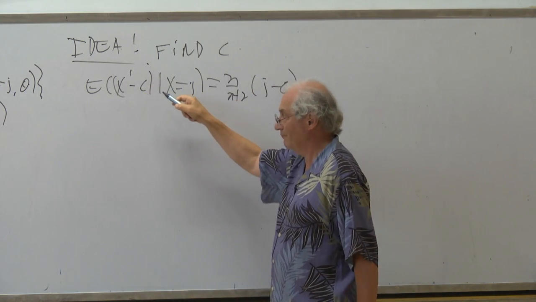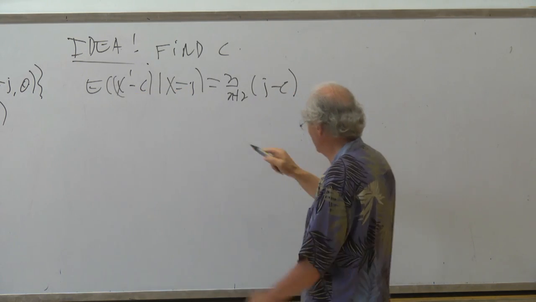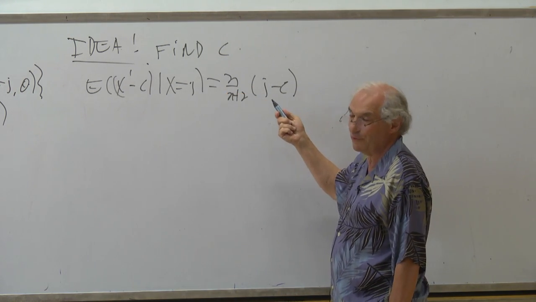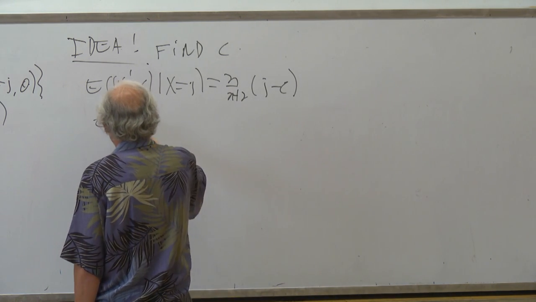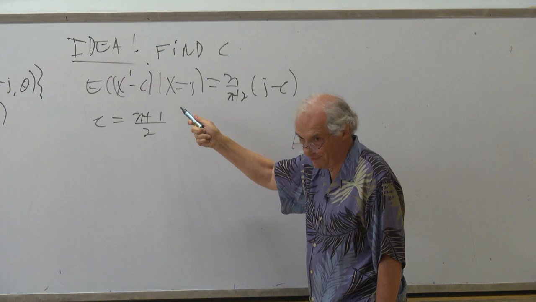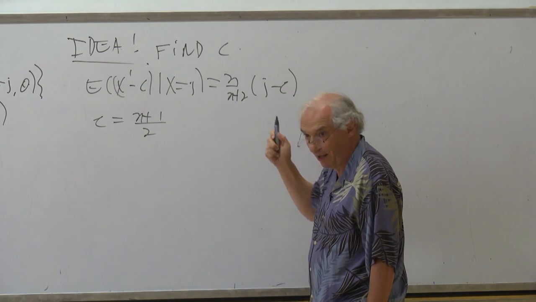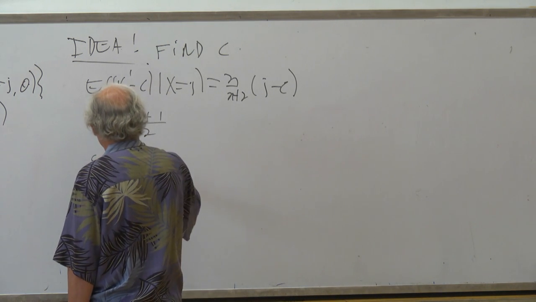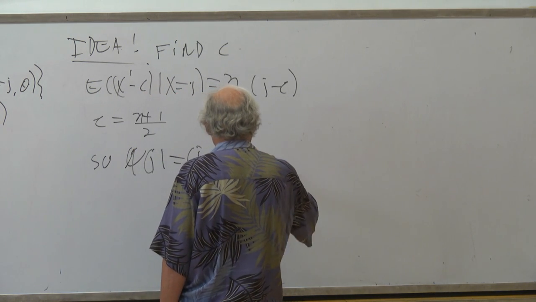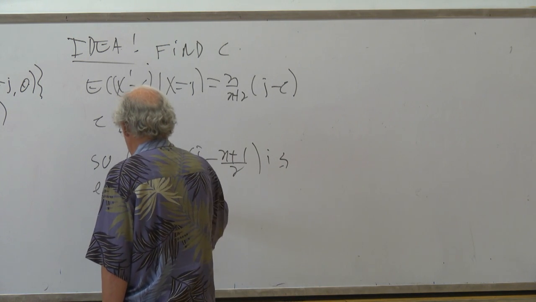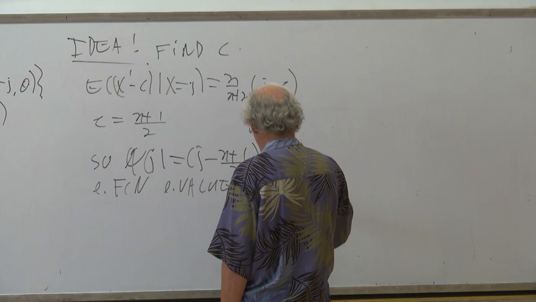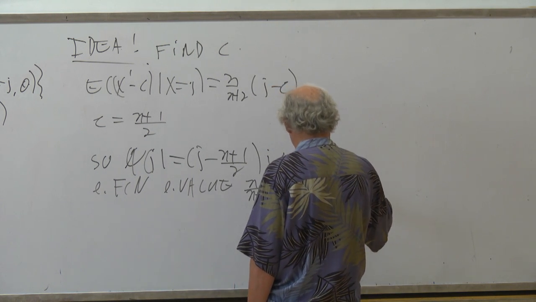We can solve this equation. We can write down what the left-hand side is and the right-hand side and solve for c. If you can find such a c, and of course you can, there's one equation and one unknown, you'll find that c is equal to n plus 1 over 2 when you solve this equation. That means that x prime minus c is an eigenfunction with eigenvalue that ratio. Aha. So psi of j equals j minus n plus 1 over 2 is an eigenfunction with eigenvalue n over n plus 2, which is equal to 1 minus 2 over n plus 2.